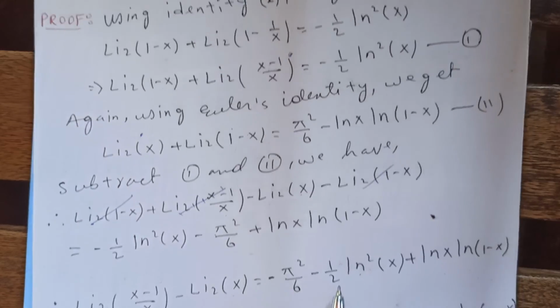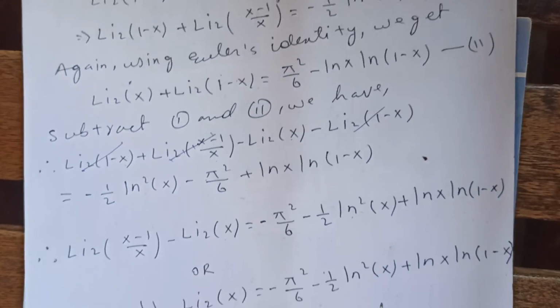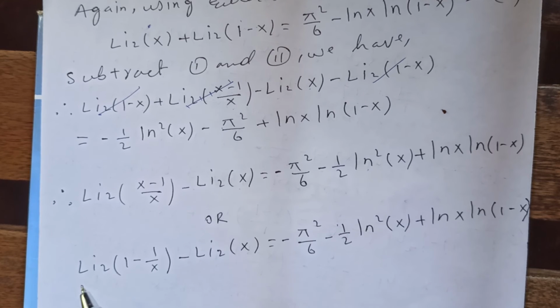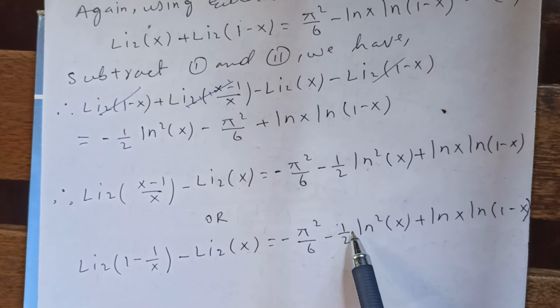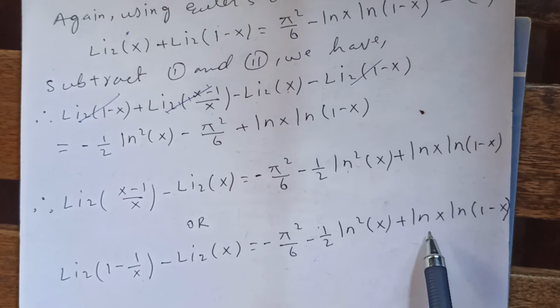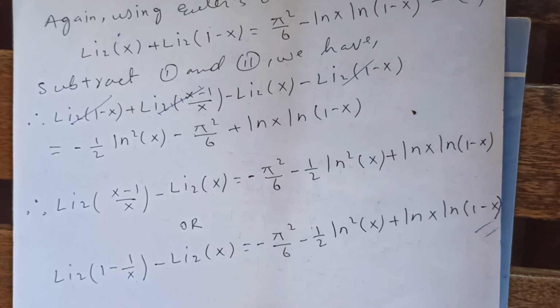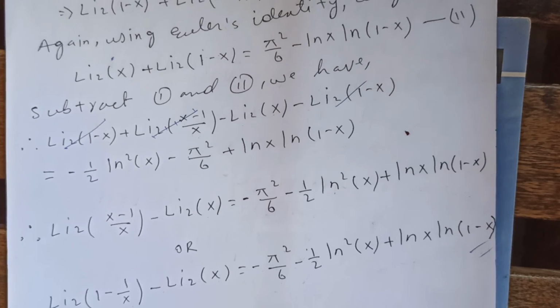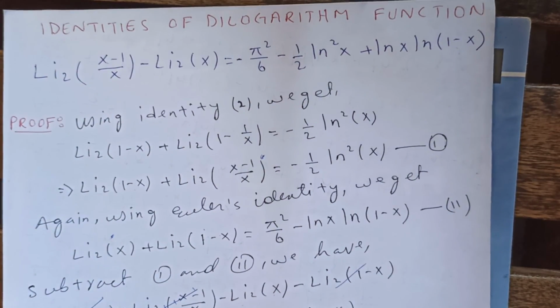So this is what we were trying to prove. This is very simple. Just simplify it: Li2 of 1 minus 1 over x minus Li2 of x is negative pi square over 6 minus half natural log square of x plus natural log of x times natural log of 1 minus x. This is the fastest proof, using identities that we have already done.